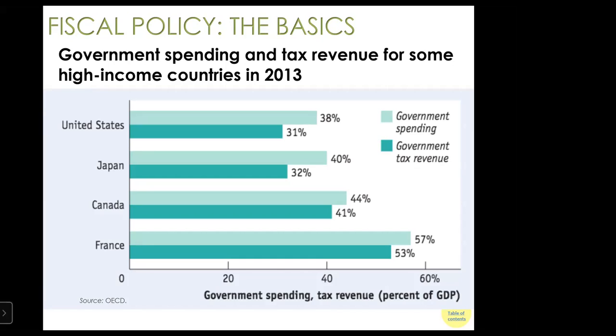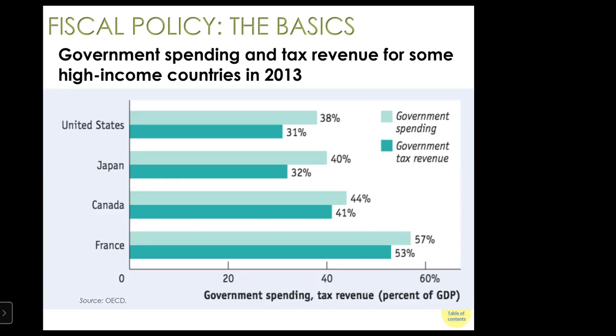The other thing we learn from this graph is that across the board, all of these countries have sizable government spending. For example, the United States, and this is 2013. If we look at 2020 or 2021, you're going to see the number is even higher. So let's look at the United States. The government spending in 2013 was 38% of the total GDP.